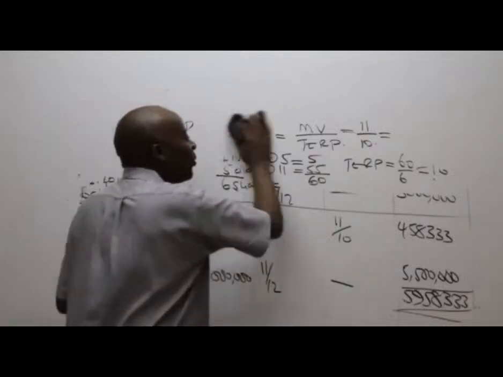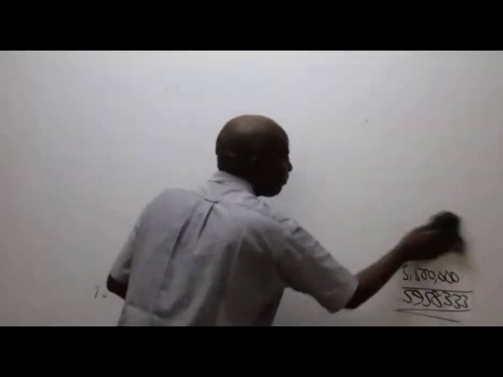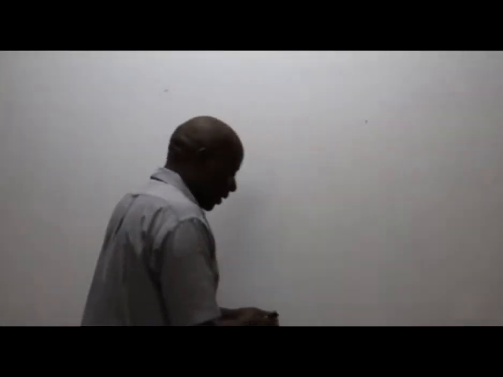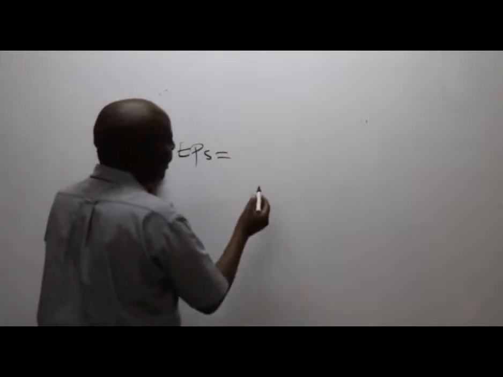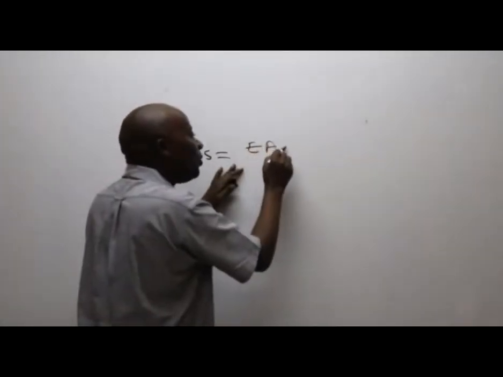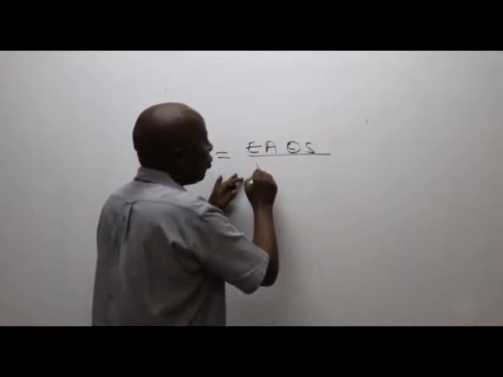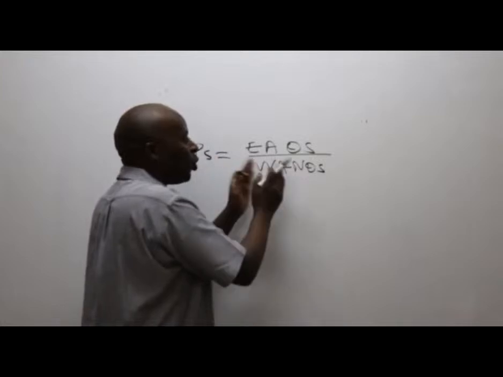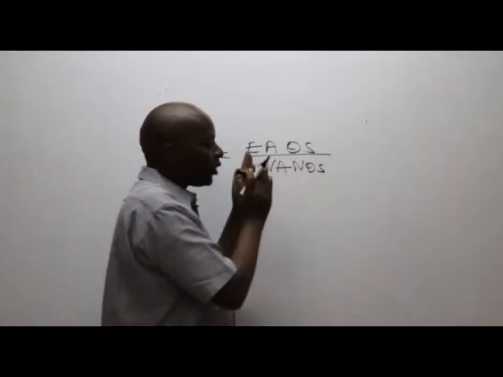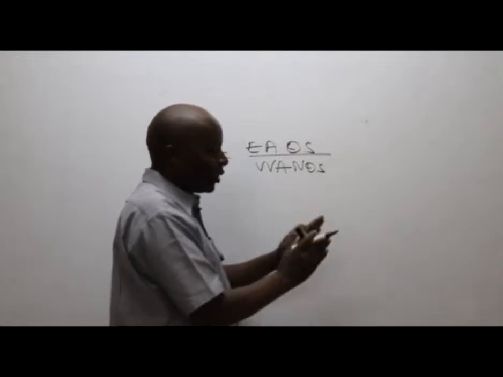So ladies and gentlemen, that is it. Now, what I would want you to do is remember the formula of getting our basic earnings per share. To get earnings per share, we take the earnings attributable to ordinary shareholders over the weighted average number of ordinary shares.